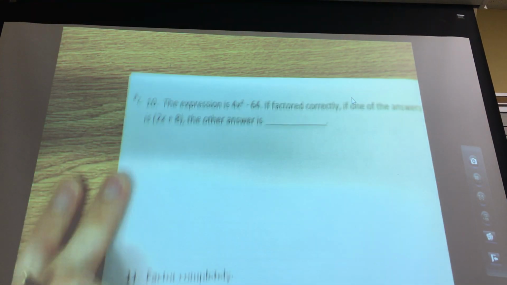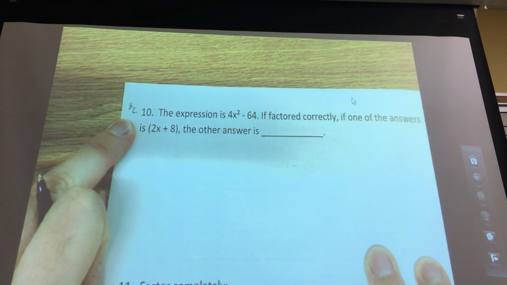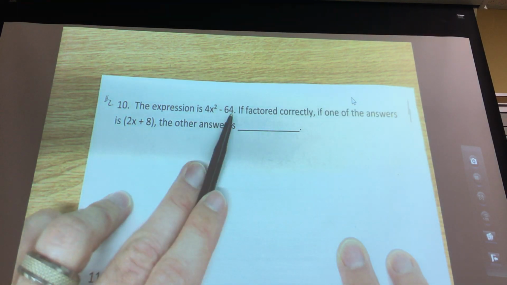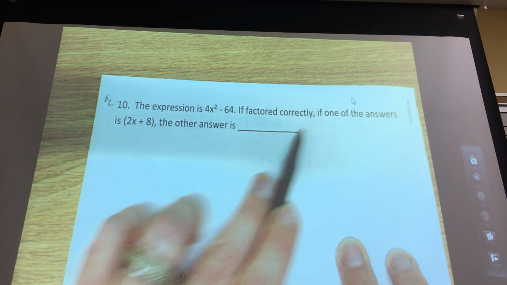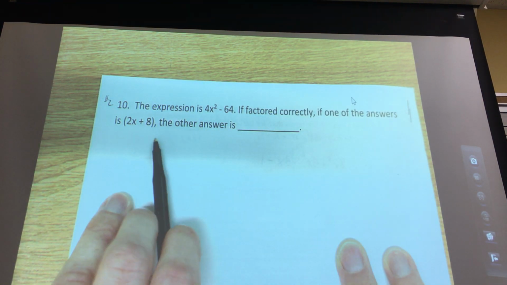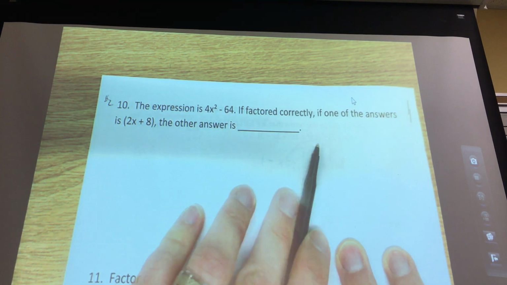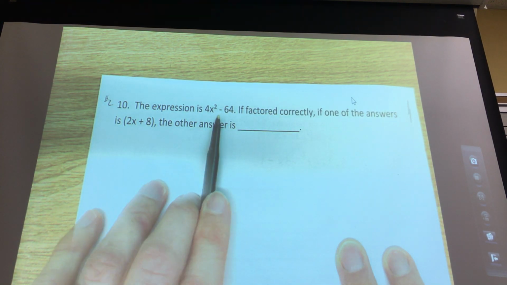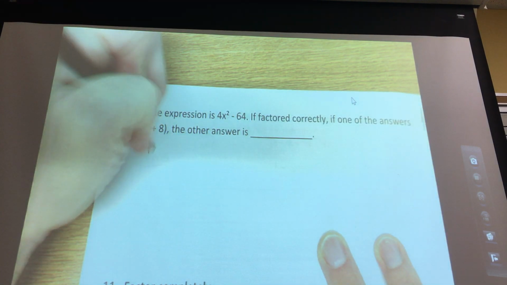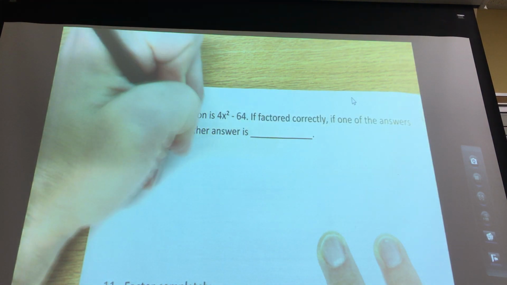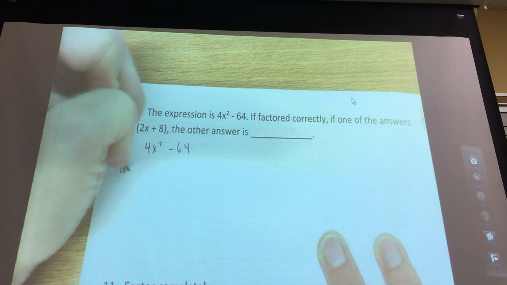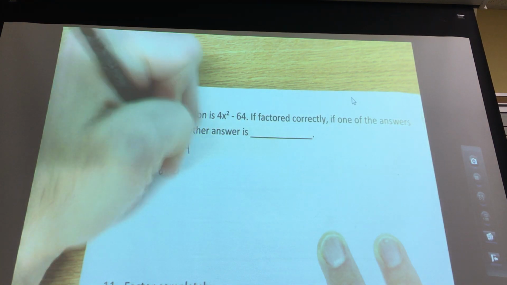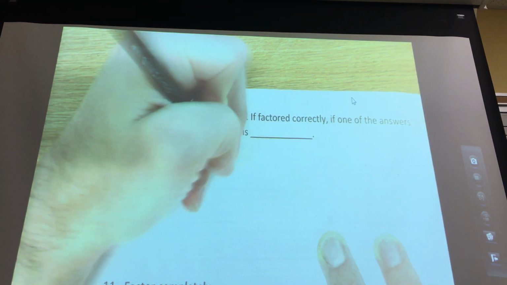Number 10 on the back is the same as number 2 on the other summative. So they gave us an expression of 4x squared minus 64. If factored correctly, if one of the answers is 2x plus 8, the other answer is what? Well, this is a special case because we are missing our b. We don't have a b in here. So if you look, you've got 4x squared minus 64. A in this case is 4, b in this case is 0, and c in this case is negative 64.